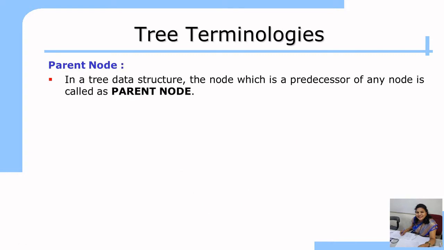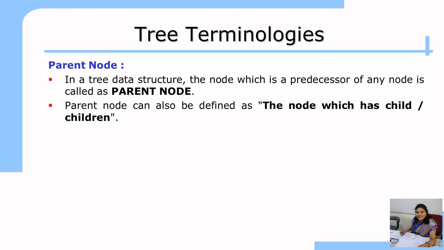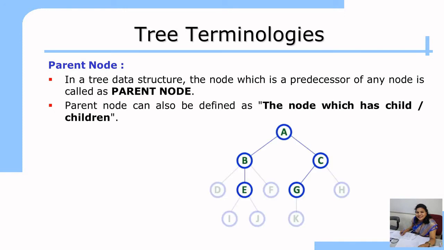The next tree terminology is a parent node. In a tree data structure, a node which is a predecessor of any node is called as a parent node. So parent node can also be defined as a node which has a child or children. So predecessor node means what? Previous node. So if B is the current node, then predecessor node is A. If C is the current node, then predecessor means previous node is A. So A is the parent of C. A is the parent of B.